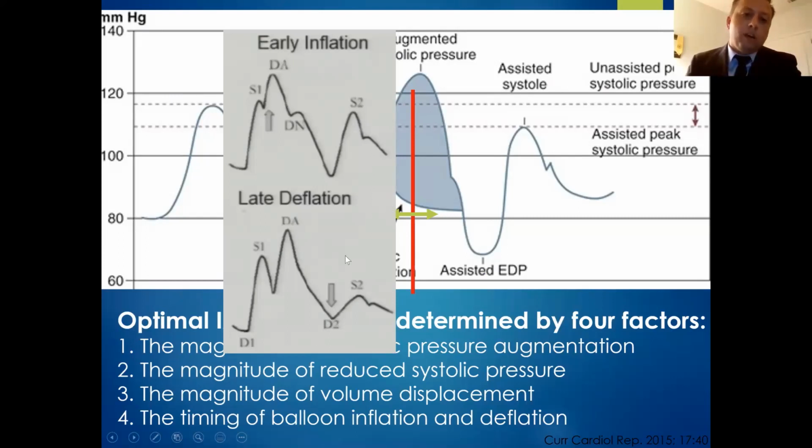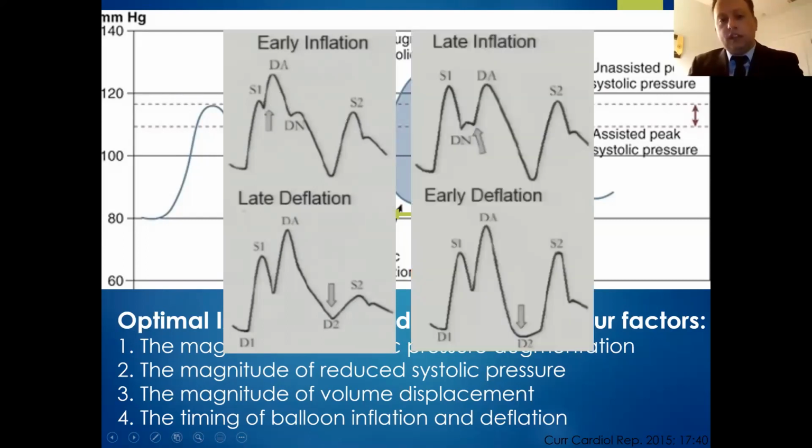Likewise, if you have early inflation, the heart is contracting, and even before it is able to fully empty, the balloon inflates, increasing your afterload, increasing your myocardial oxygen demand, and not really being able to fully eject. Late inflation and early deflation are less dangerous, but you're not really using the balloon to its full potential. You're not inflating right on the dicrotic notch, so you have less diastolic augmentation. And again, if you deflate too early, you're going to have your end diastolic pressure begin to rise before you have your assisted systole.